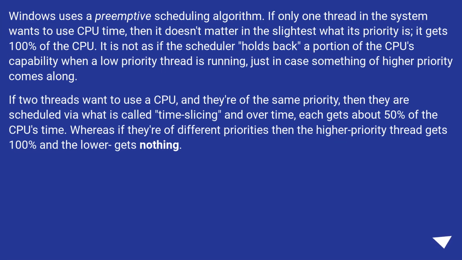Windows uses a preemptive scheduling algorithm. If only one thread in the system wants to use CPU time, then it doesn't matter in the slightest what its priority is, it gets 100% of the CPU. It is not as if the scheduler holds back a portion of the CPU's capability when a low priority thread is running, just in case something of higher priority comes along. If 2 threads want to use a CPU, and they're of the same priority, then they are scheduled via what is called time slicing, and over time, each gets about 50% of the CPU's time. Whereas if they're of different priorities, then the higher priority thread gets 100% and the lower gets nothing.